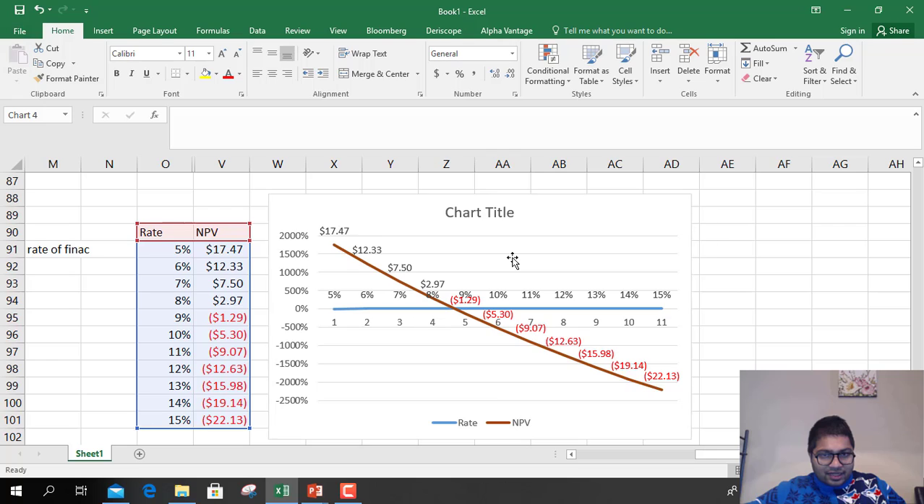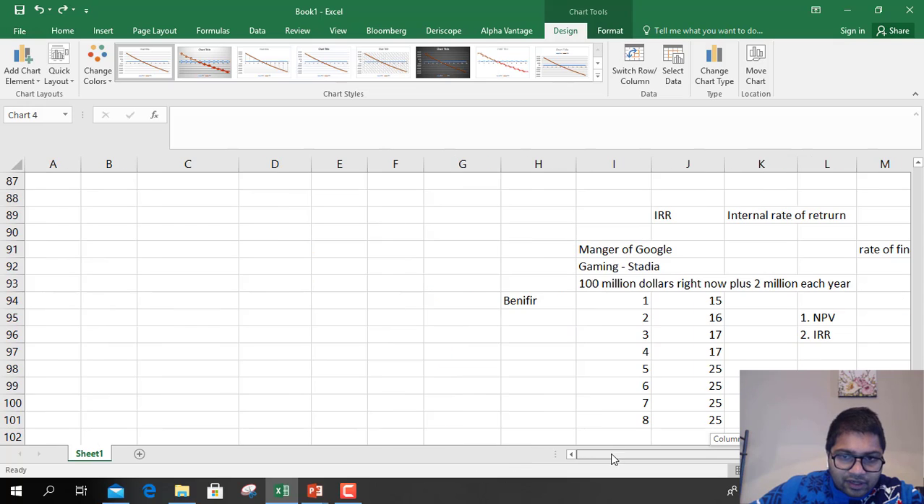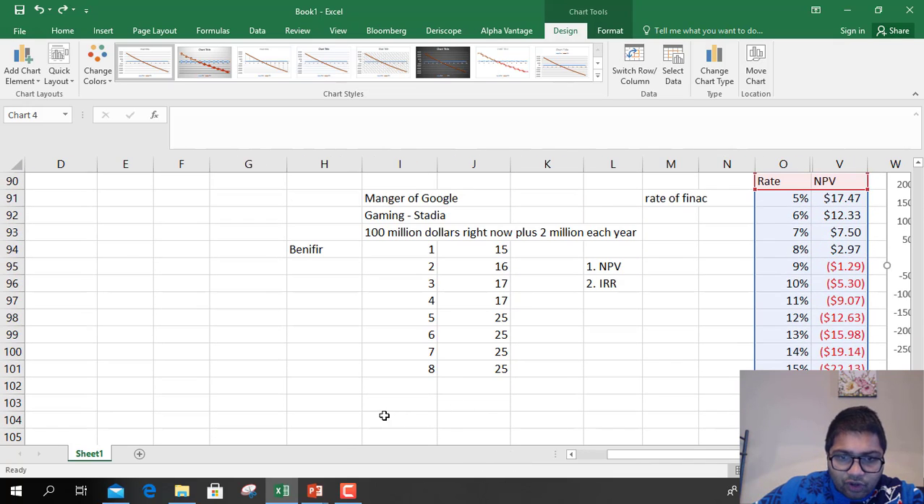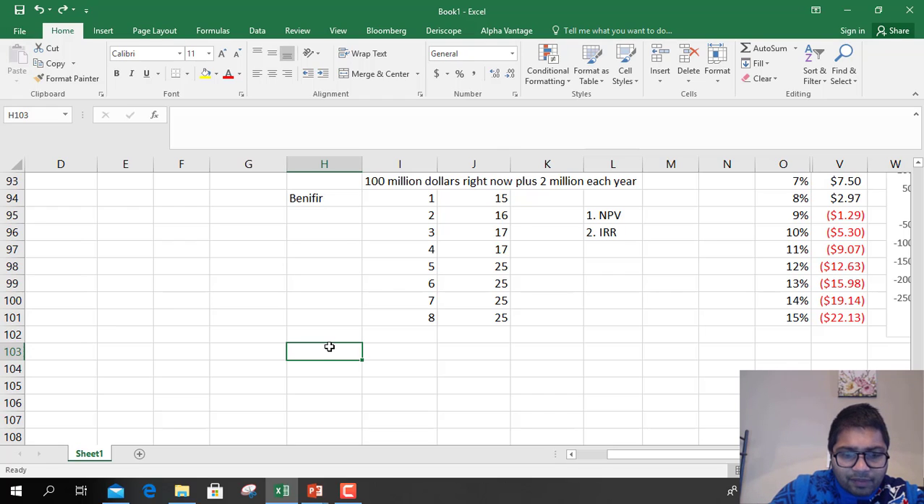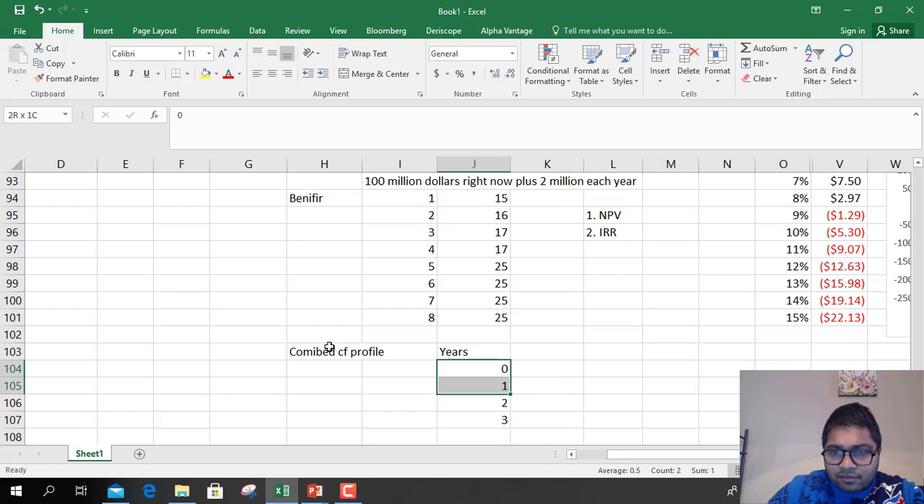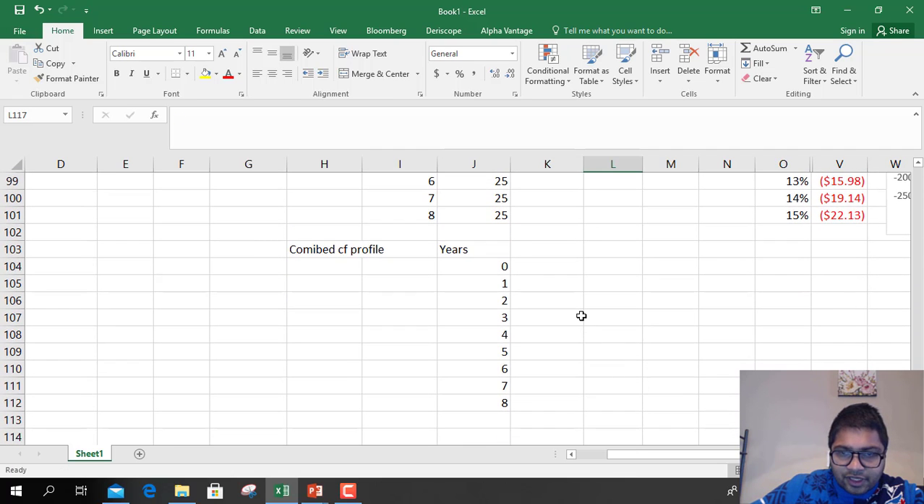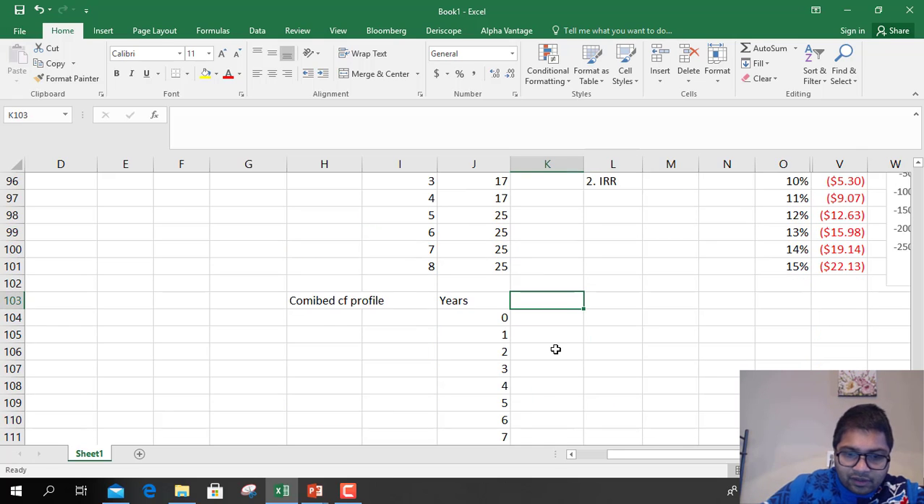Okay, they're also asking you to calculate IRR. So how to calculate IRR? For IRR we need a combined cash flow profile. How to do that? So years 0 to 8, okay, 0 to 8, and we need combined.